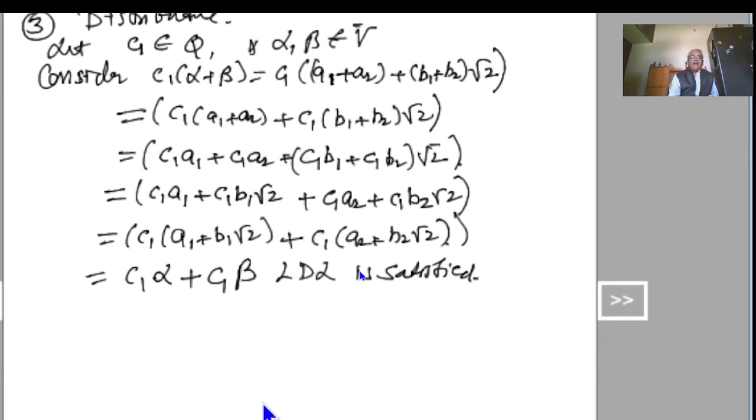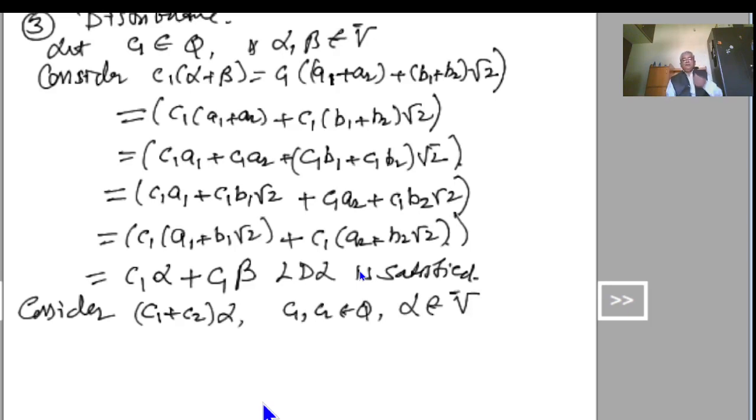Now I will go for the right distributive law. Next consider right distributive law. I will write C1 plus C2 into alpha, where C1, C2 belong to Q and alpha belongs to V.